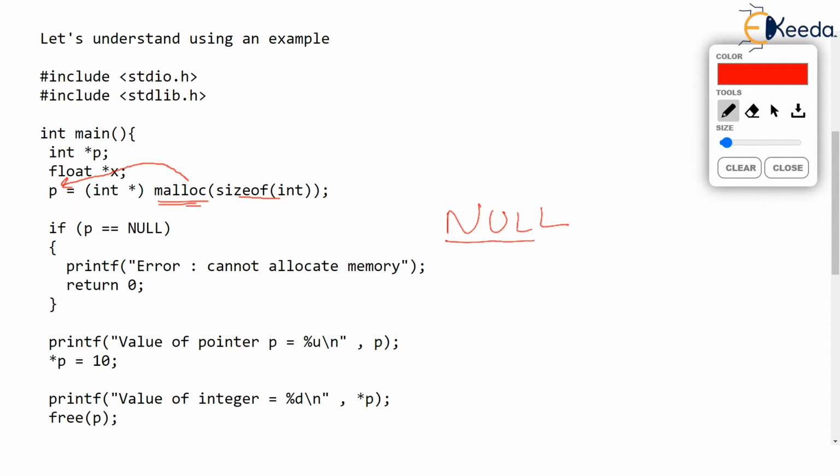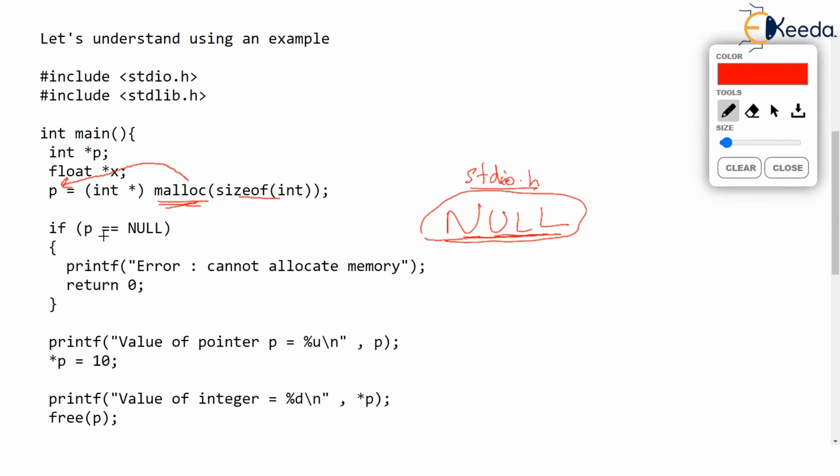And this NULL is a reserved word which is always written in capital letters. It's a reserved word and it is defined in stdio.h. This reserved word is in this header file. So what I was telling is it is very good programming practice that after you call malloc, you check whether malloc was successful or not. The way to do it is you just check what is the value of p.